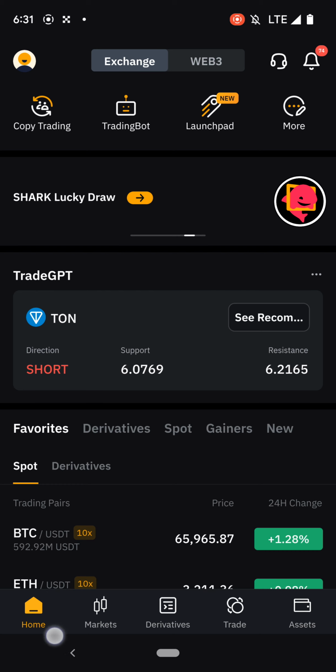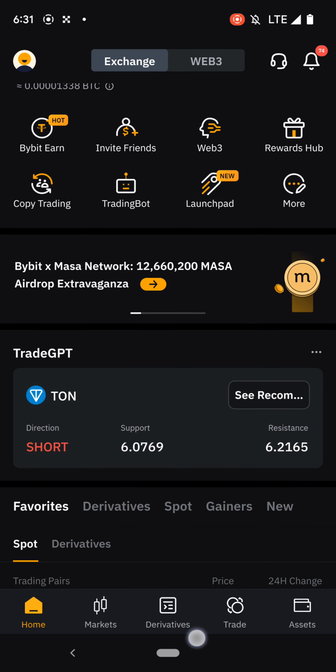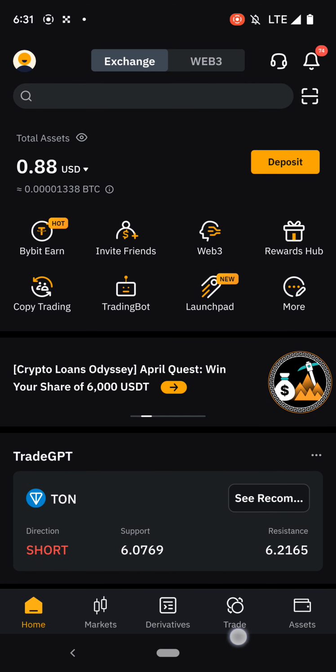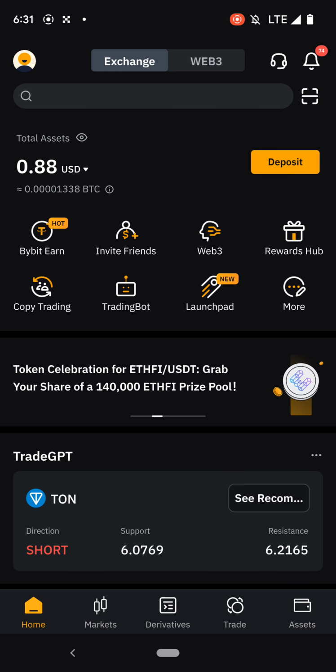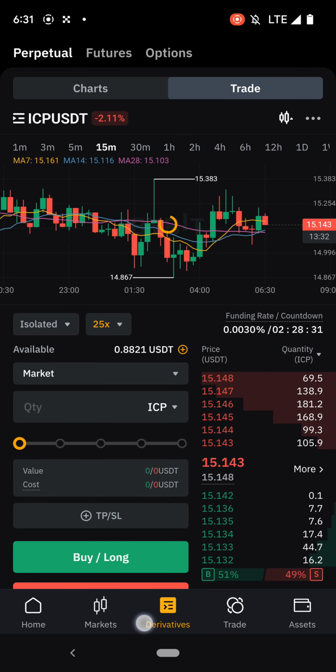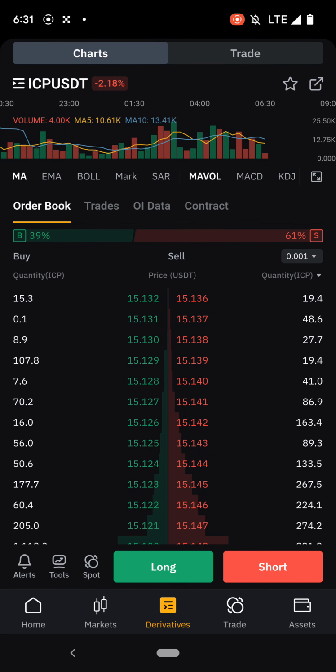After the home page, you have the market. From the market, you have derivatives. After derivatives, you have trade. From trade, you have assets. Now, since we are trading futures, I'll simply go to derivatives here. Just click on derivatives, and it is going to take you to this particular page.